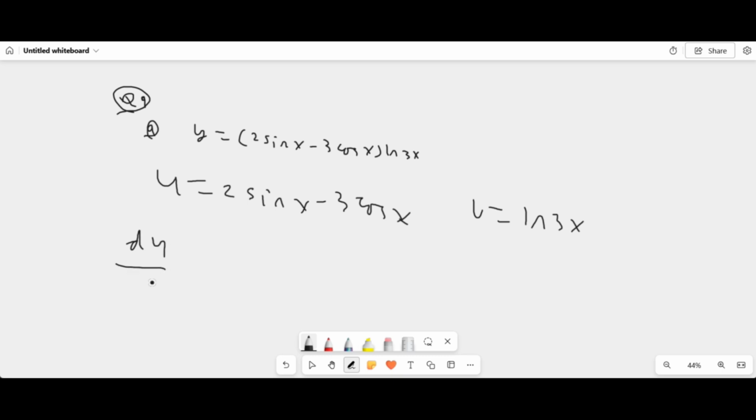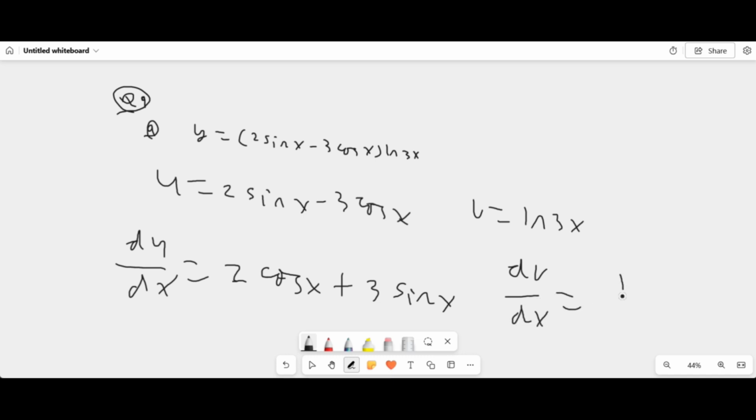So du over dx is going to become what? 2 sine x is going to differentiate to make 2 cos x. And now cos differentiates into minus sine. Minus times minus is going to make positive, so that's positive 3 sine x.